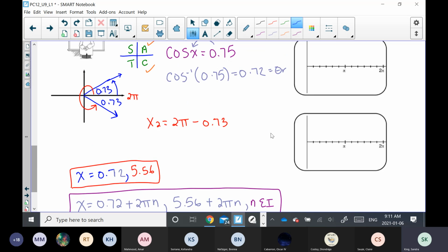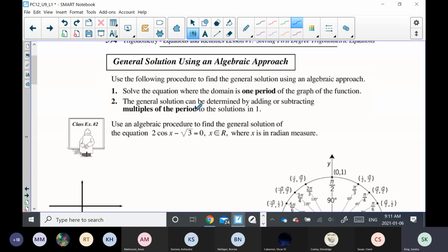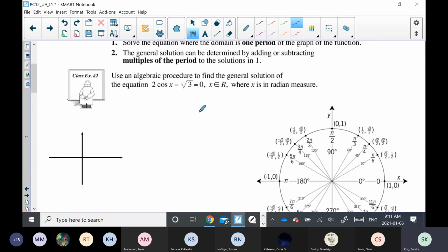So there are several different methods that you could use. The other method that we could do is I could type this into y1, this into y2, and do the intersect method. So various methods. Okay, let's flip the page and let's do class example 2. Hopefully this one we're not going to graph, so we'll get through class example 2 quickly.